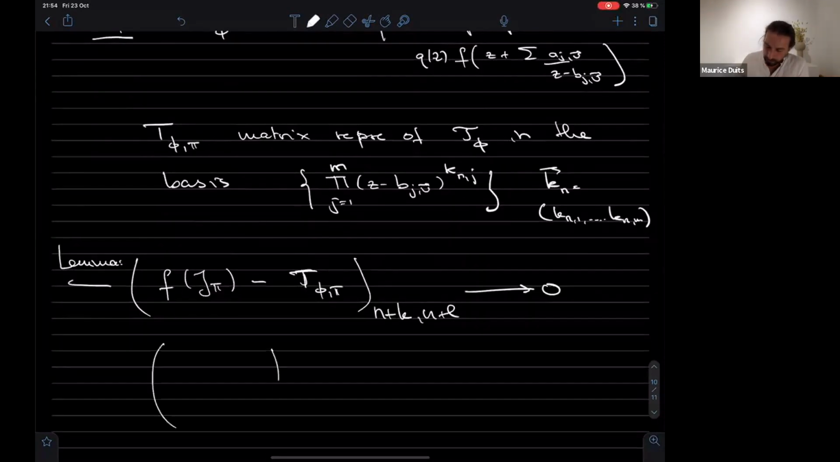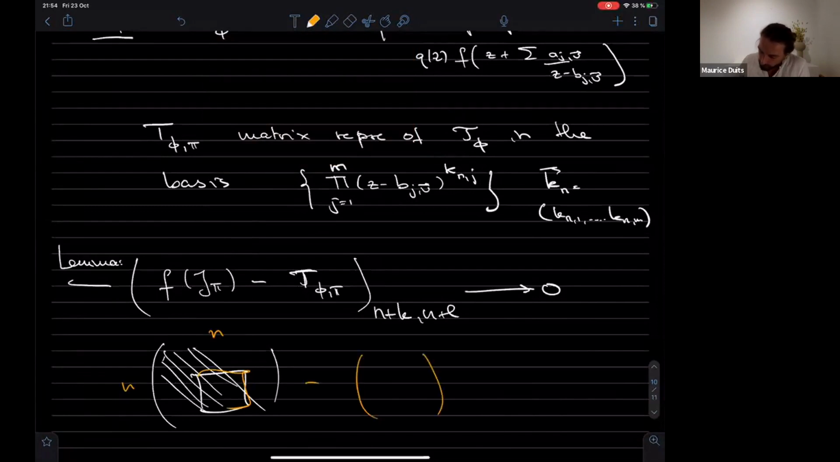So the thing is that we really couldn't compute this. I mean, f of J P is some complicated matrix. We couldn't really compute it, but we could prove that around the n entry it looks the same as this matrix around the n entry, which is also complicated because it's that Toeplitz operator in the weird basis. But the difference of the two goes to 0. This is what it is.